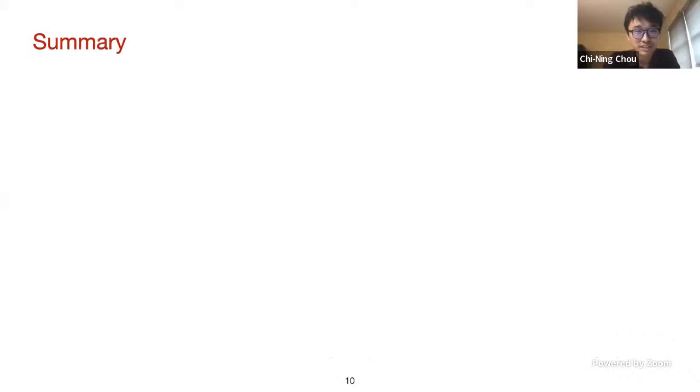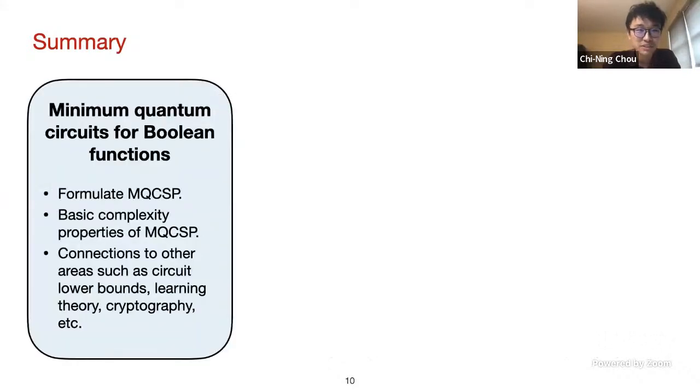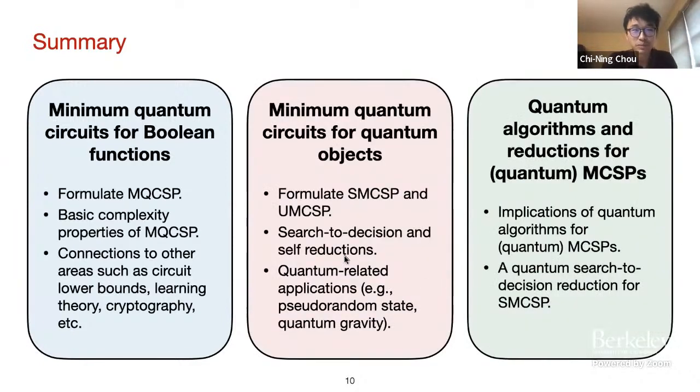As a quick summary, we studied the MCSP problem in the quantum setting. In particular, our results can basically be categorized into 3 steps. In the first step, we study the Boolean version. In the second step, we consider some quantum objects. And finally, we study some quantum unique phenomenon through the lens of MCSP.